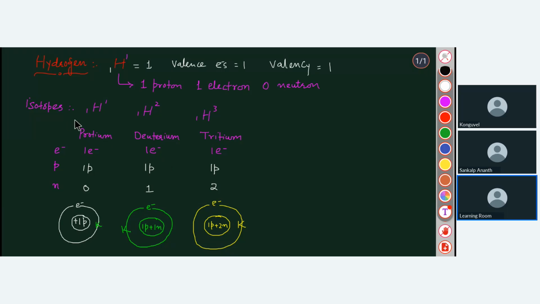So we are having these three isotopes of hydrogen, right? And each of these isotopes has only one proton, or we can say only one electron. That means these isotopes have the same chemical properties. Why? Because they have the same number of electrons. So isotopes have the same chemical properties.